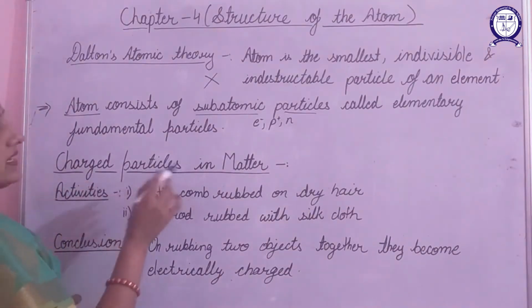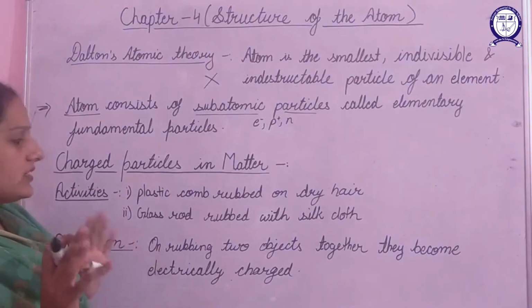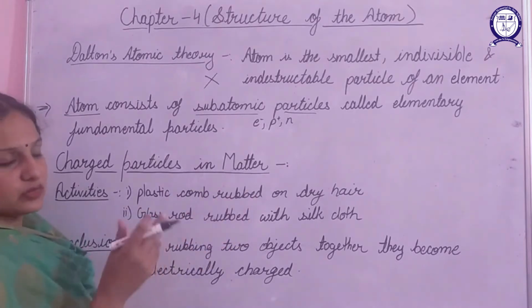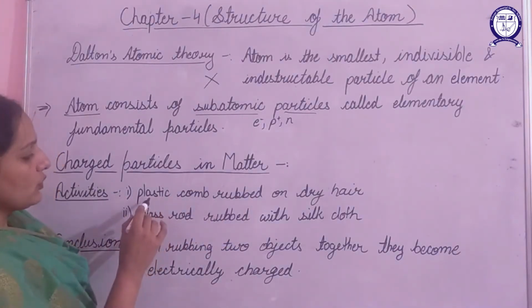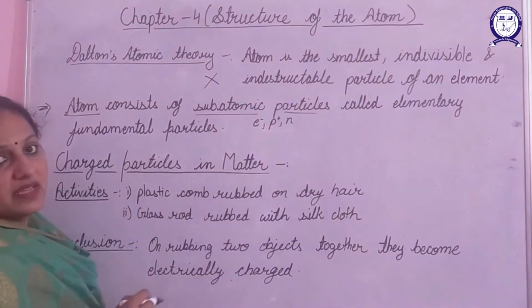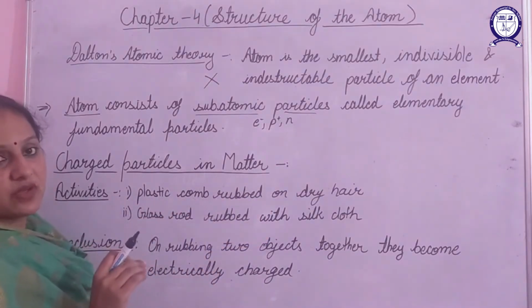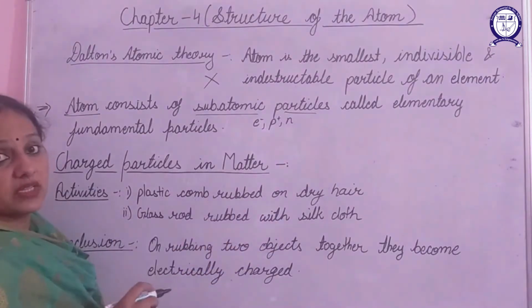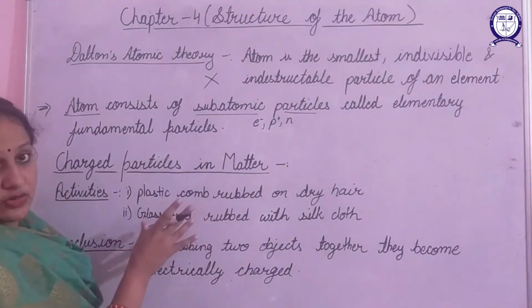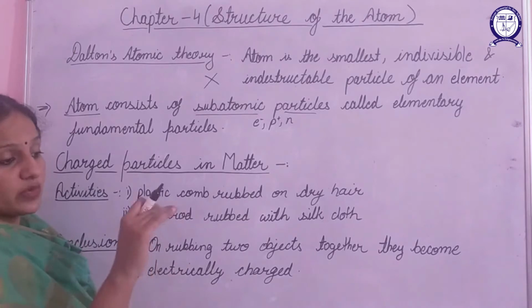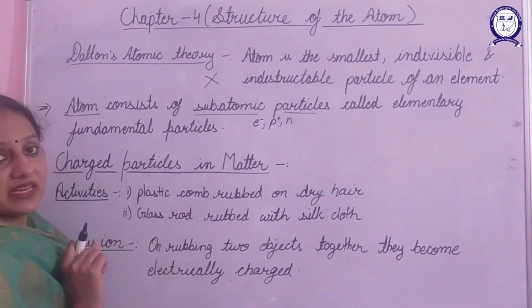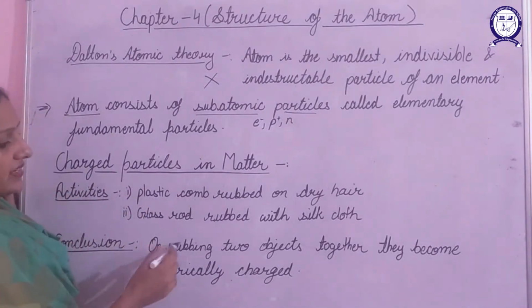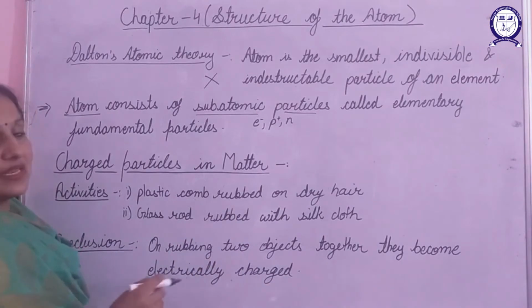First is charged particles and matter. Different activities were conducted. The first activity was a plastic comb rubbed on dry hair. Now this activity we all have tried also. If you rub a plastic comb on dry hair, then that comb will start to attract pieces of paper. In a similar way, if you take a glass rod and rub it with a silk cloth, then if you bring this glass rod near an inflated balloon, attraction will be observed in that balloon. So from these activities, it was concluded that on rubbing two objects together, they become electrically charged.